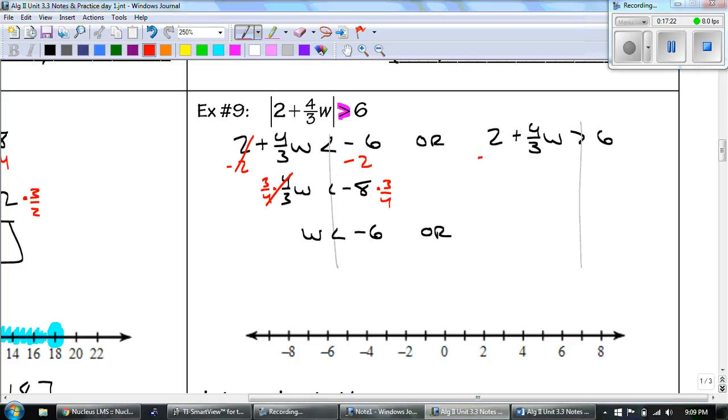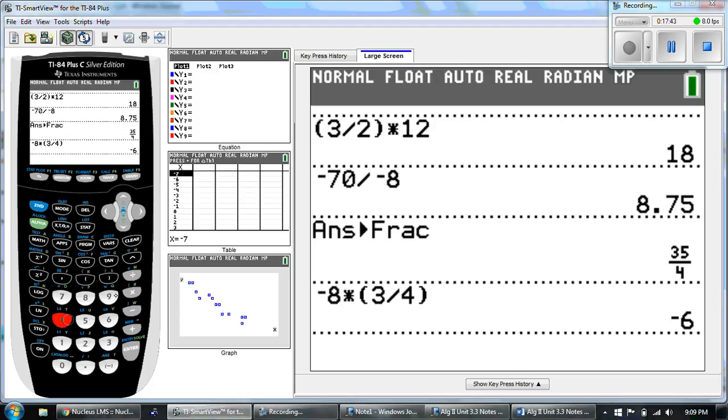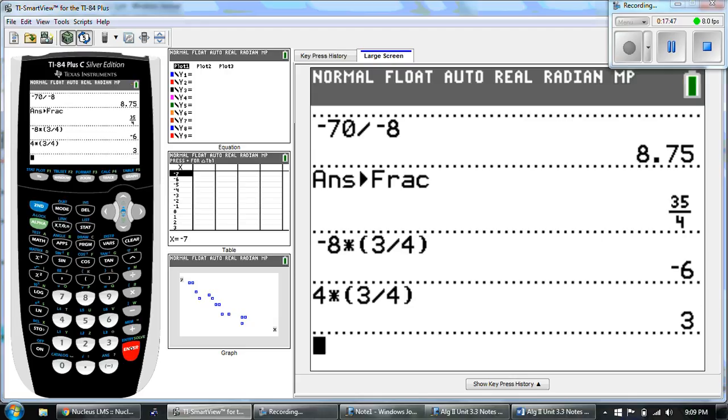On the other side, we're doing the same thing, just a different number. Subtract 2 from both sides. 4/3 W is greater than 6 minus 2 is 4. And then we're going to multiply by the reciprocal. And we get W is greater than, I think it's 3, but let's just double check. And it is.